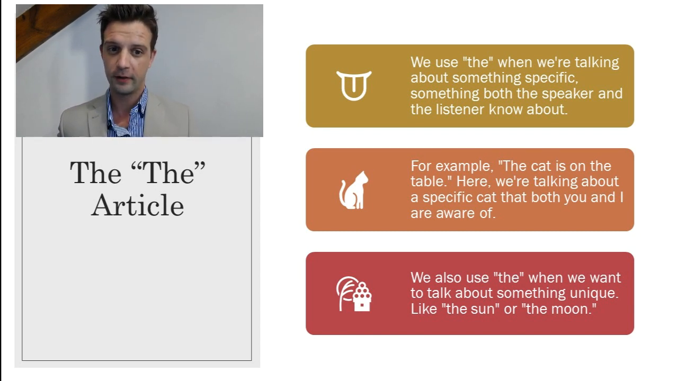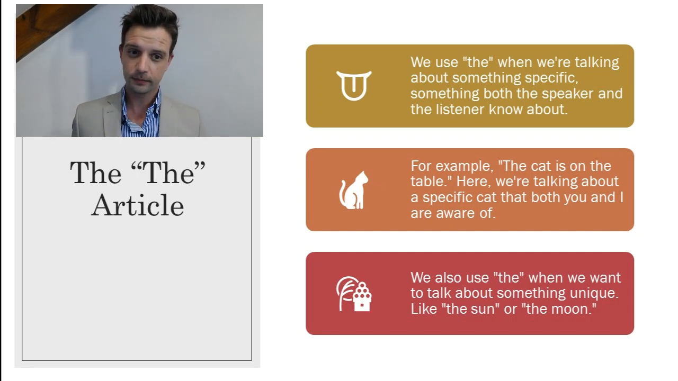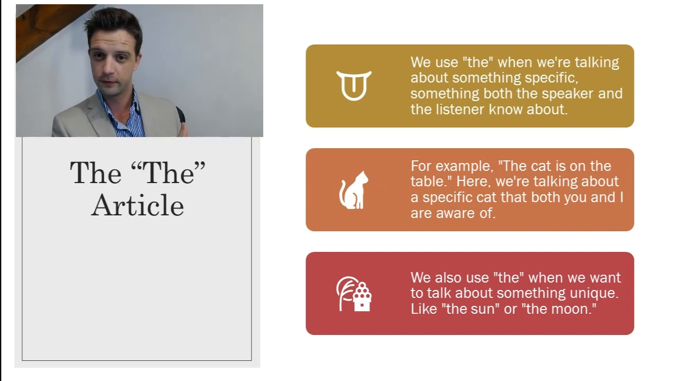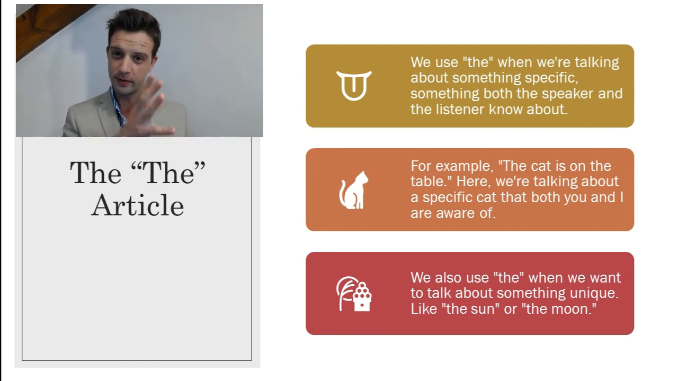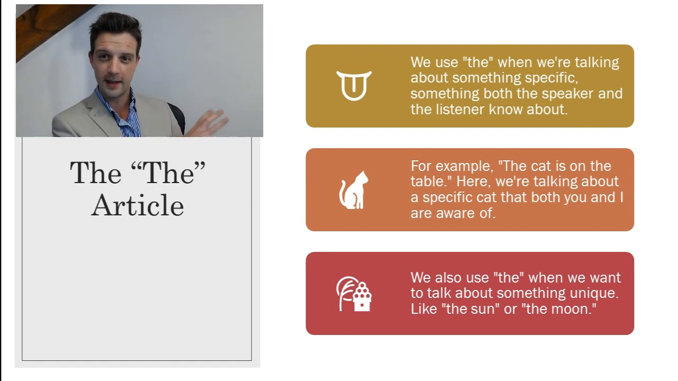The. So my example written here: the cat is on the table. So we're talking about a specific cat. The cat over here.